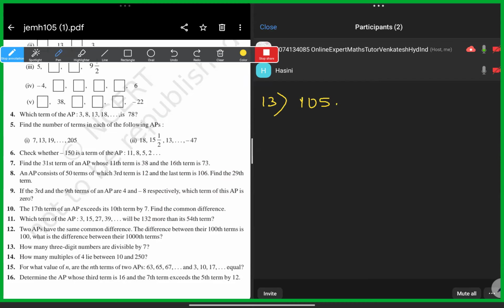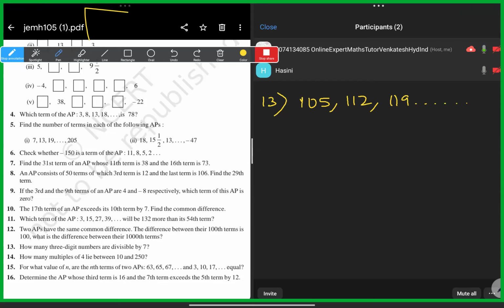The first number is 105. Now the next number, since these are divisible by 7, we have to add 7 on. So 105, 112. Any number between those will not be divisible by 7. Next is 119, like that. So our last number is required.